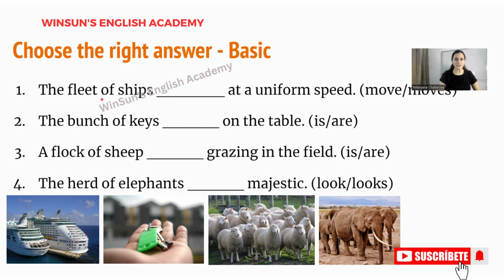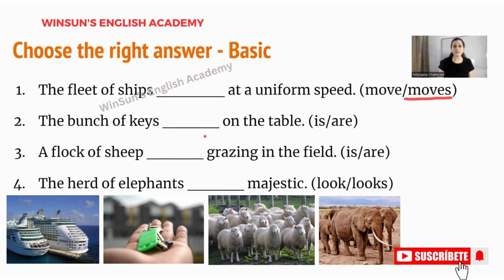Okay, the fleet of ships dash at a uniform speed. Now, they are performing the same task. They are moving together. So they are forming a unit, a singular entity. So what will be the answer? Tell me. Correct. It will be moves. Okay, moves. The fleet of ships moves at a uniform speed.